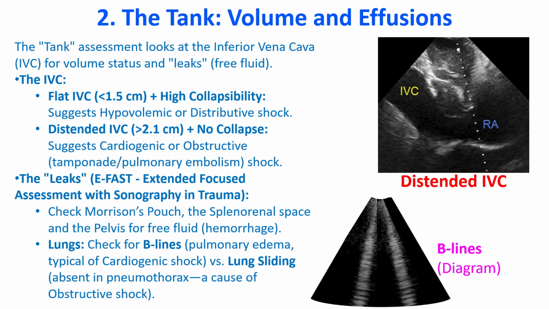Check the Morrison's pouch, or the hepatorenal recess on the right side, the splenorenal space and the pelvis for free fluid, looking for hemorrhage. Check the lungs for B lines in pulmonary edema, typical of cardiogenic shock. Lung sliding, if absent, it is pneumothorax, a cause for obstructive shock.